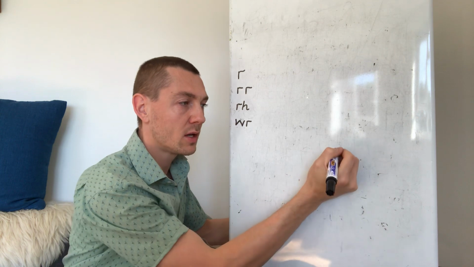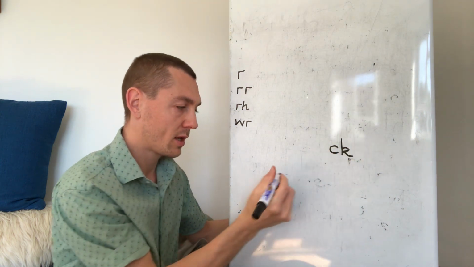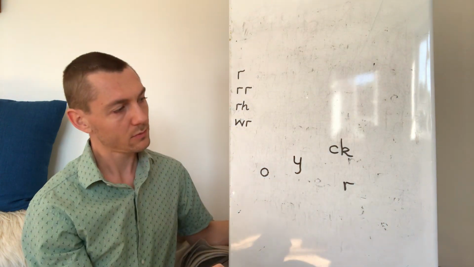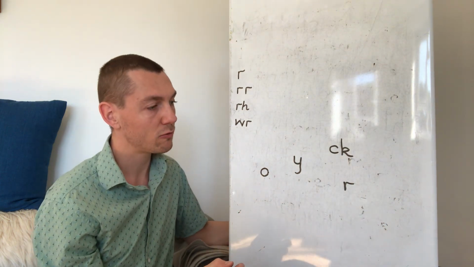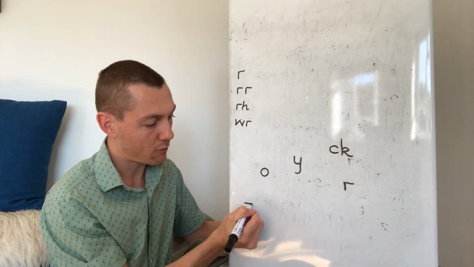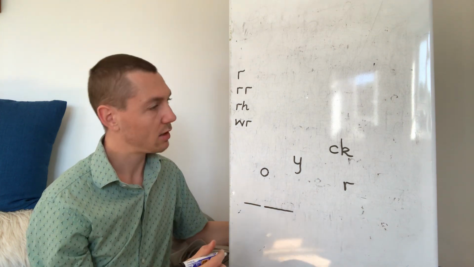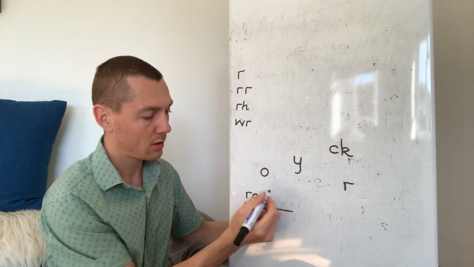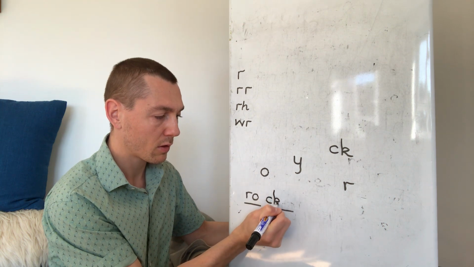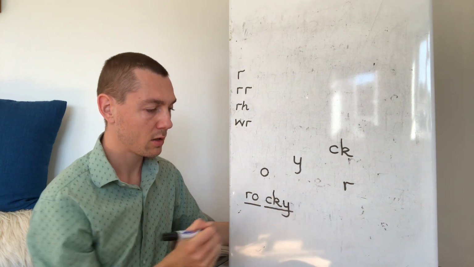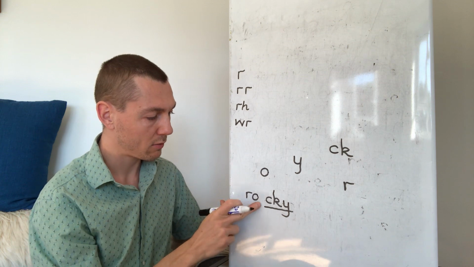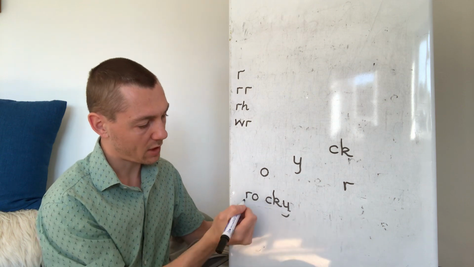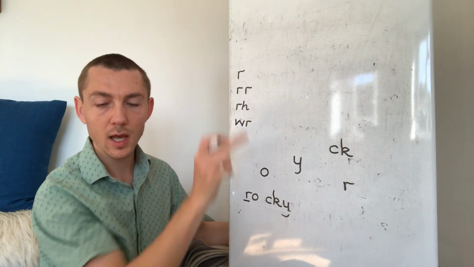So let's try this one. Two-syllable word this time, and these are the sounds that you need to build the word rocky. The ground was rocky. Rocky. And we say r, o, ck, y. Rocky. And we've got the R spelling again, haven't we, on its own there.